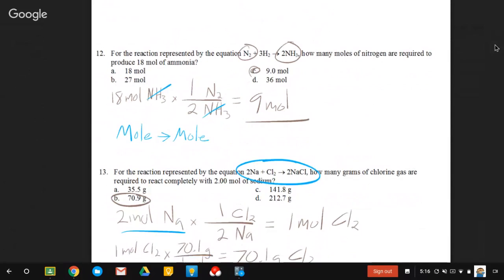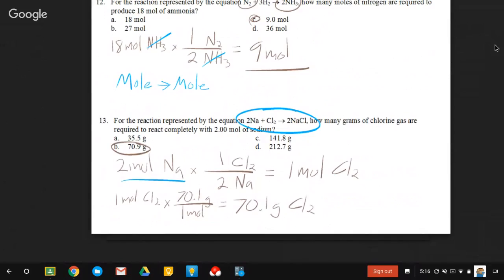Number 13 is the exact same thing, except they give you grams of chlorine. Or they're asking how many grams of chlorine, excuse me. So you still do the mole to mole part. You take the number they give you. In this one, they give you 2 moles of sodium. We're going to convert it to moles of chlorine because they're asking us for chlorine. And then they ask us specifically for grams of chlorine. So we've got to convert that moles of chlorine to grams of chlorine.